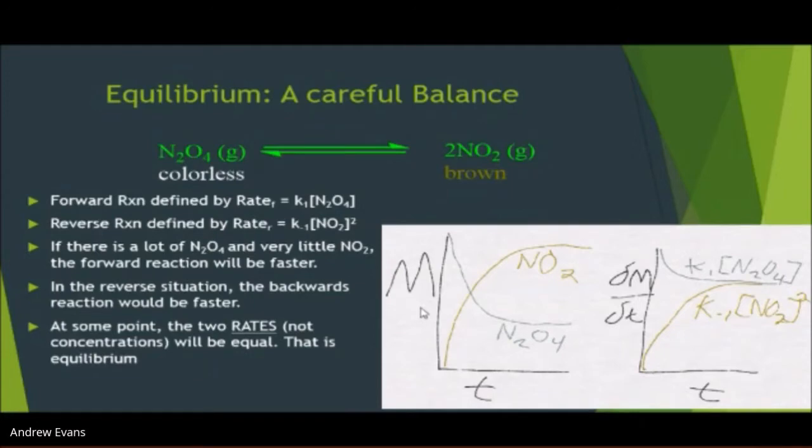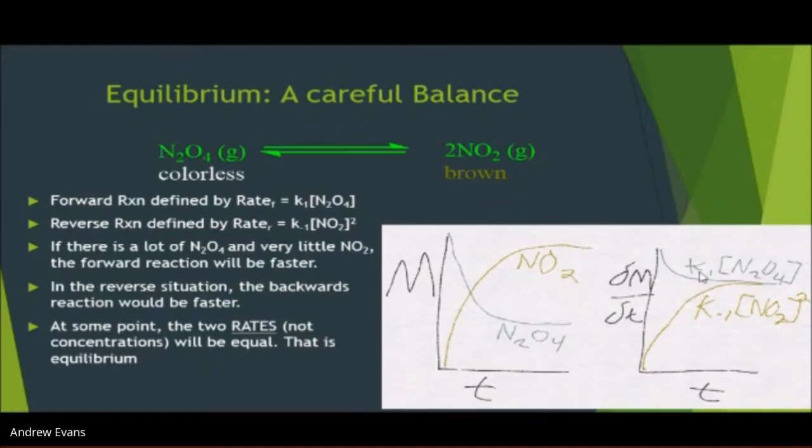If we looked at the molarity versus time, you would see N2O4 starts high, goes low, levels off, doesn't seem to change. NO2 starts really low, builds its way up, levels off, doesn't change. Note, none of these go to zero. They just go to a point where they stop changing, where the concentration doesn't change.